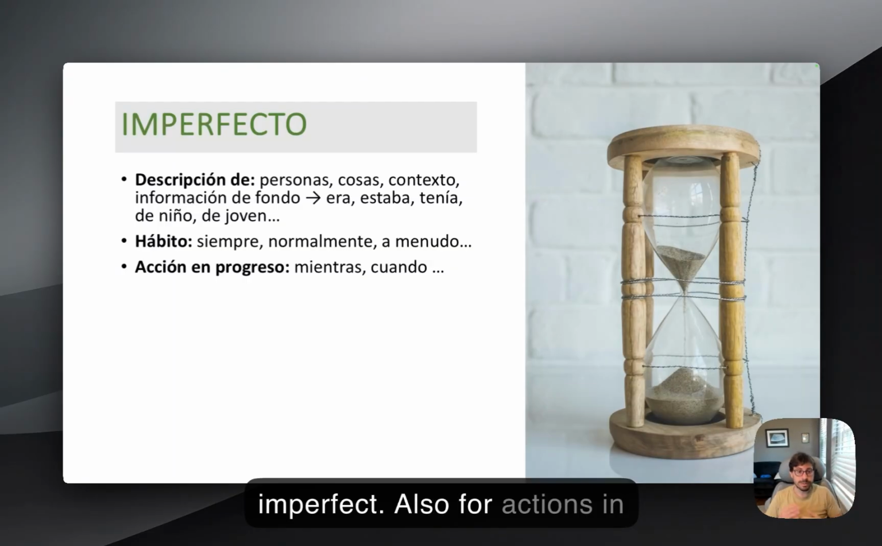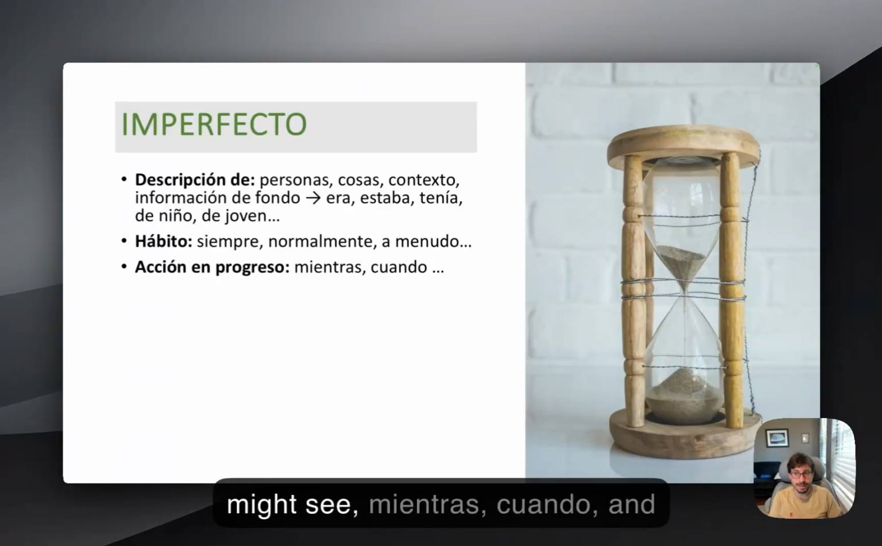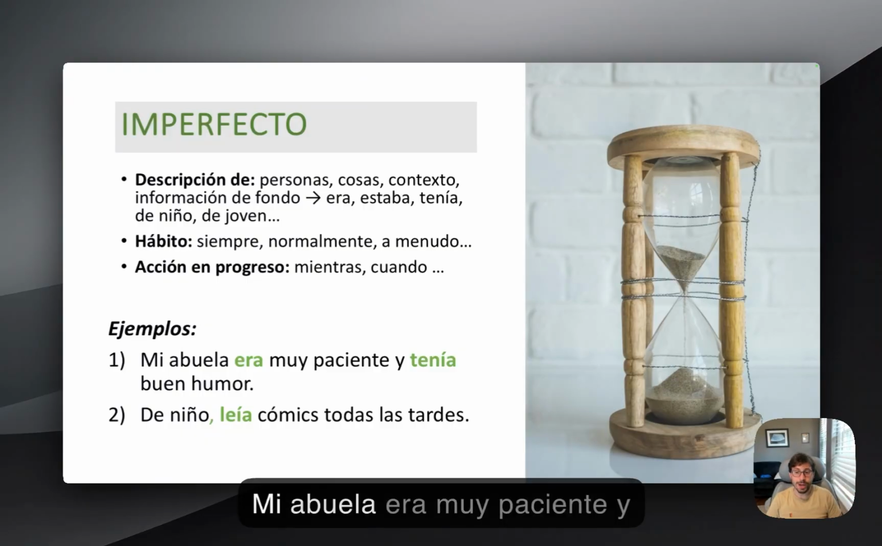Also for actions in progress. So think about if you can say I was in English, most likely you're going to need imperfect. And in this case, you might see mientras, cuando. And I'm going to give you some examples. Mi abuela era muy paciente y tenía buen humor. So here I'm talking about how my grandma was. Another example, de niño, leía cómics todas las tardes. When I was a kid, I used to read comics every afternoon.